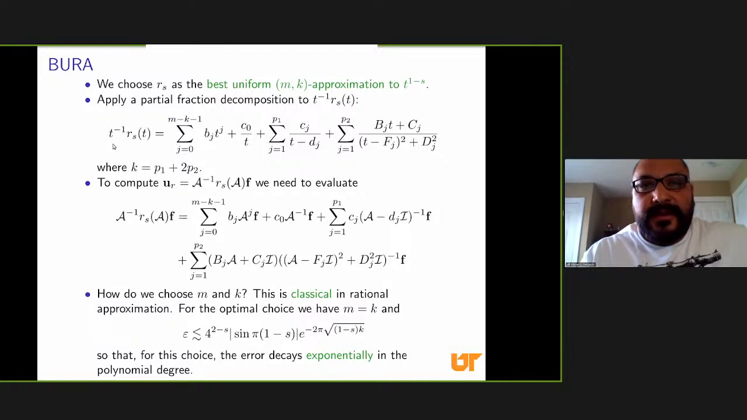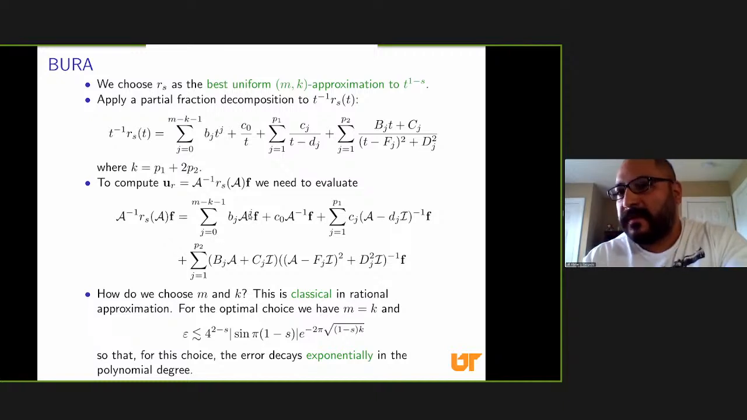And now what you're going to do is apply a partial fraction decomposition to that rational function. You get an expression like this, where, like I said, these coefficients, little b's, little c's, and big capital B and C, and everything else, there are ways to compute them. And so all that you need to do now is hit your data f with this rational function, which essentially means, okay, multiply your f by powers of the original matrix, or solve, well, the original matrix A inverse, so solve a linear problem, or solve shifts of the original matrix applied to f.